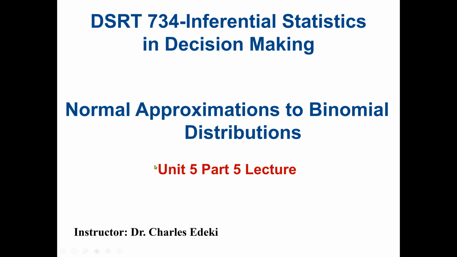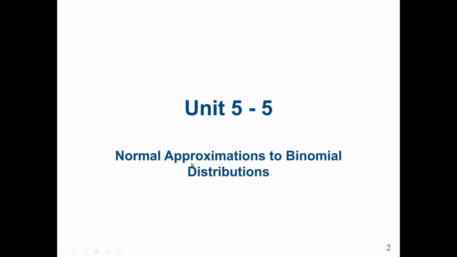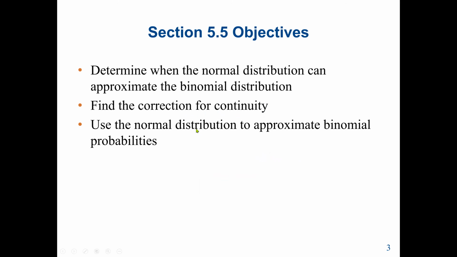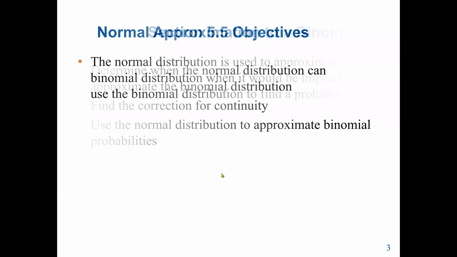In these lectures, we're going to discuss normal approximations to the binomial distribution. This is our second topic in inferential statistics. Our main objective is to determine when the normal distribution can approximate the binomial distribution, how to find the correction for continuity, and how to use the normal distribution to approximate binomial probabilities.